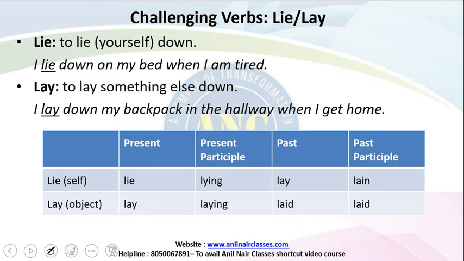Let's look at a few verbs that are challenging in their nature. There are many words that cause confusion. The first pair, lie or lay. Lie is for a person. This is not you talking about something false. This is you lying down, right? This is that action, lie. This is for a person. You are lying down. So you say, I lie down on my bed when I am tired.